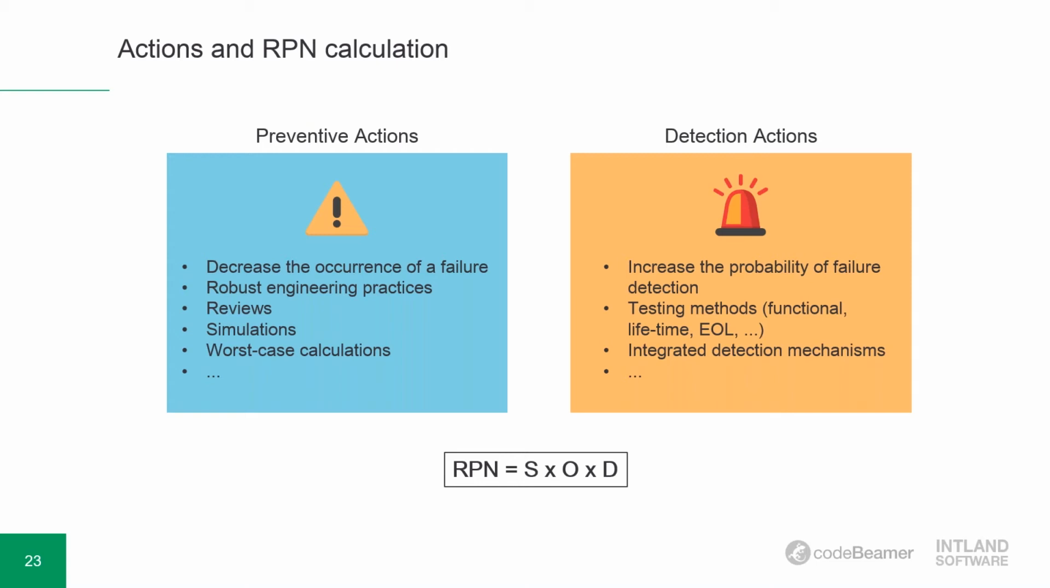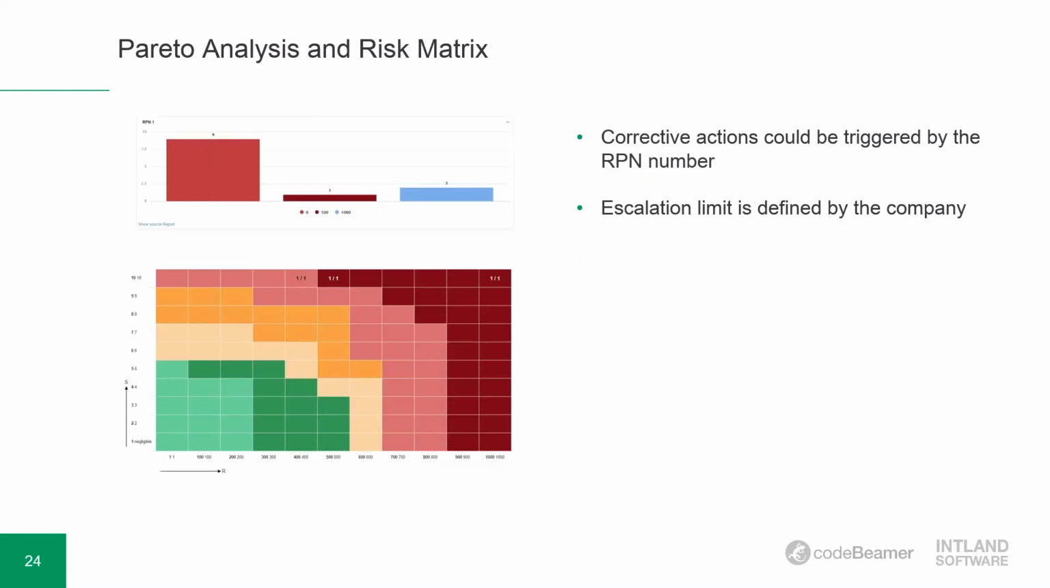Okay, so just a few words about the preventive and detection actions. When we are talking about prevention, we think here about preventing a failure mode from occurring already, let's say, in a prototype. So, for example, I can use some robust engineering practices. I can conduct reviews, simulations, or worst case calculations. And by that information, I can decrease the probability of a failure mode happening.